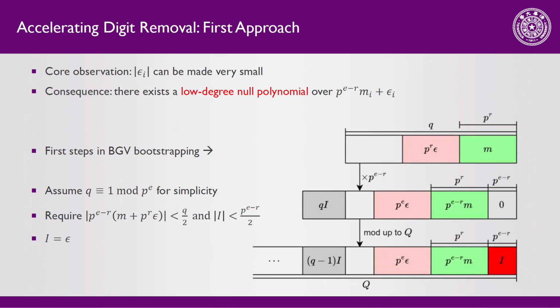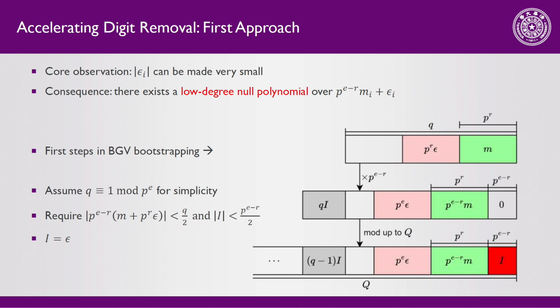And we provide two approaches to achieve this goal. The first one is based on the observation that the size of the error term epsilon can be made very small. As a consequence, we can have a low degree null polynomial over p^(e-r) times m_i plus epsilon_i.